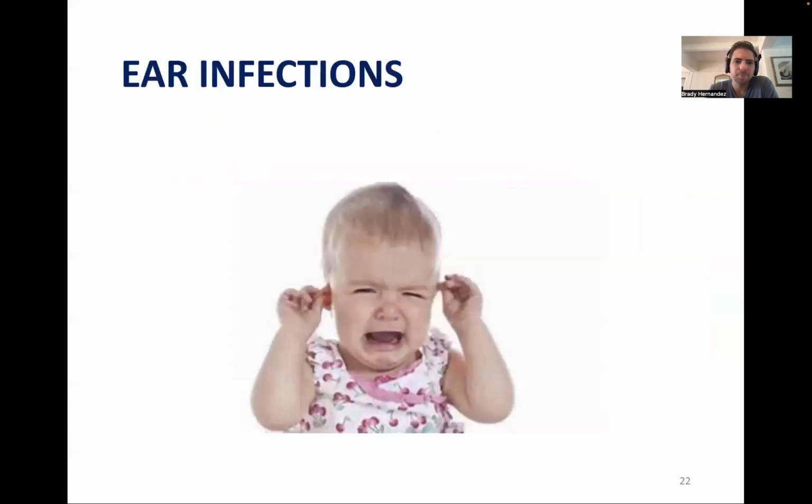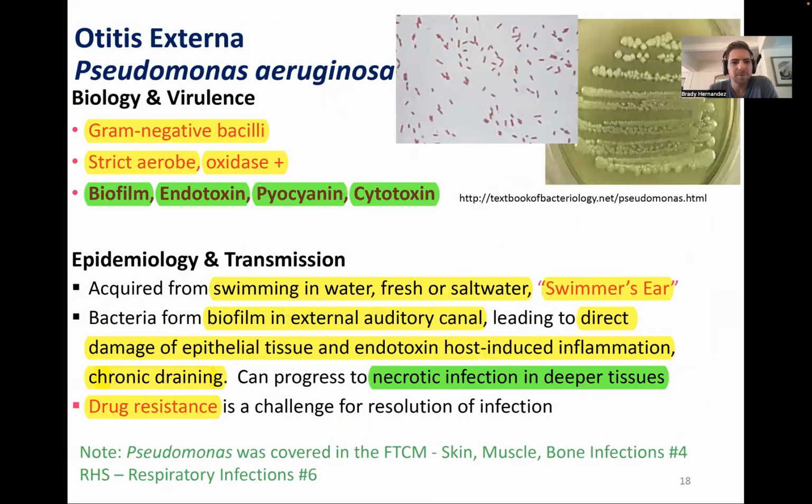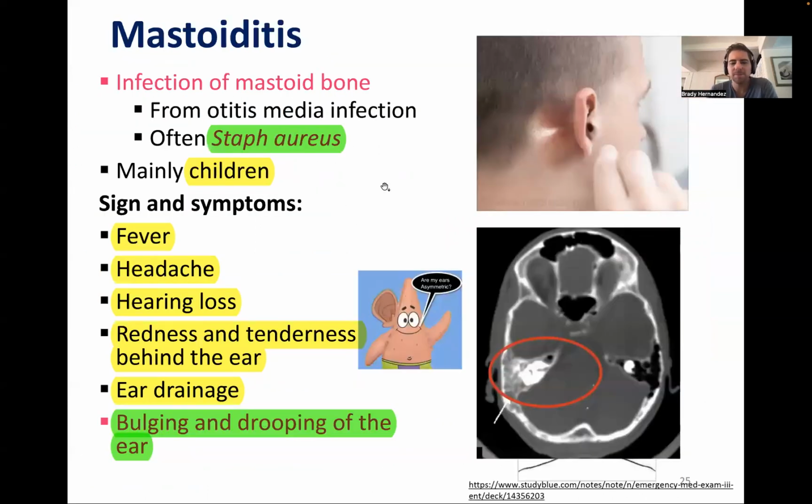Right. Ear infections, I mean, you know this by now. Pseudomonas is one, gram-negative. It grows specifically, it shows that pyocyanin. It has this green tint to it. Swimmer's ear also causes hot tub folliculitis, so think about water with this one. Staph aureus is a big one.